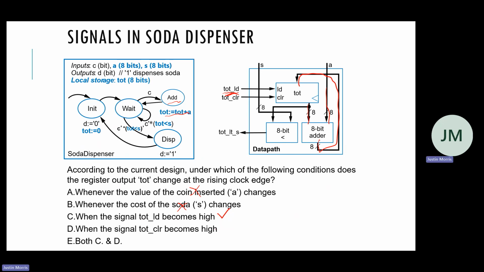And then when the signal total clear becomes high, this also changes total, right? Because if total clear is 1, total becomes 0, right? It's the clear signal. So that is the case for when we're in, say, init, right? So these are the two things that are going to cause total to change, and we should keep track of them for control.